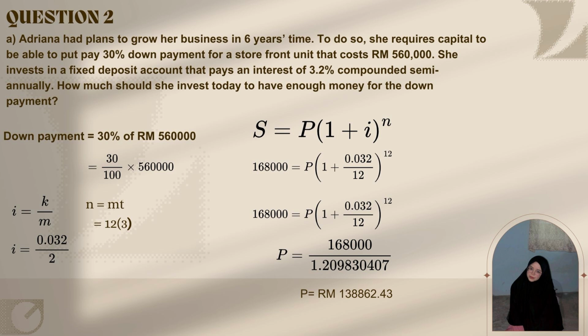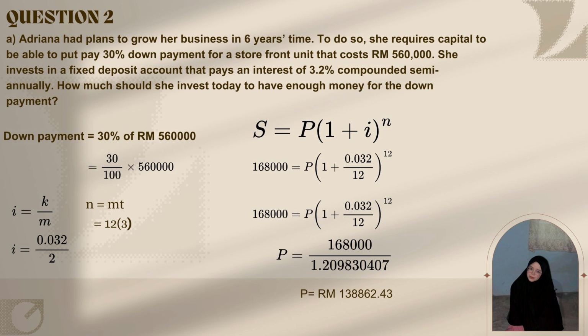For question 2a, Adriana had planned to grow her business in 6 years' time. To do so, she required capital to be able to pay a 30% down payment for a storefront unit that cost RM560,000. She invested in a fixed deposit account that paid interest of 3.2% compounded semi-annually. How much should she invest today to have enough money for the down payment? To calculate the down payment, 30% needs to be multiplied by 560,000 ringgit. So 30 over 100 multiplied by 560,000 ringgit equals 168,000 ringgit.